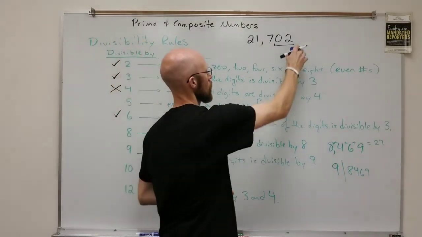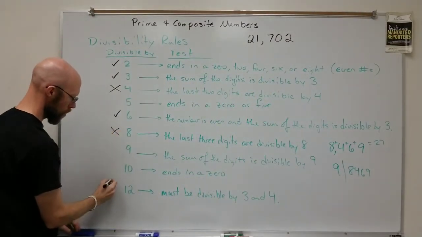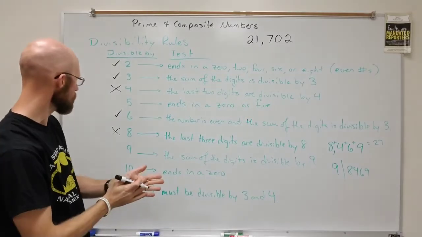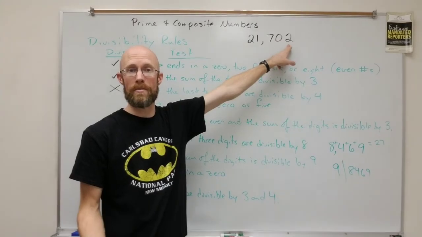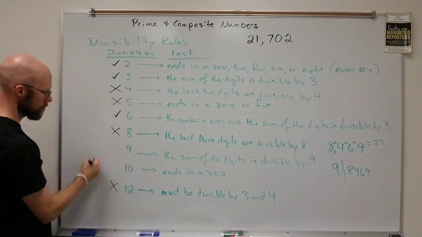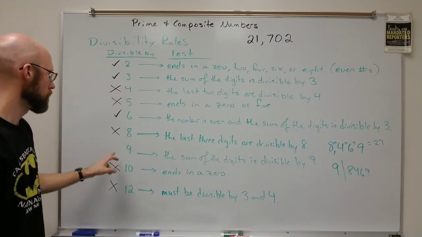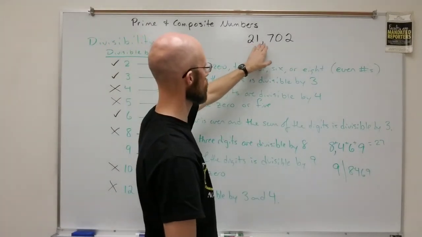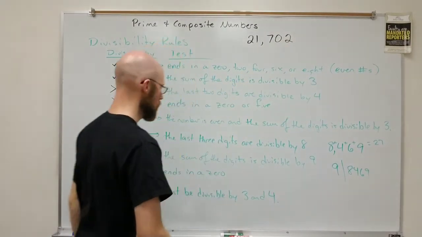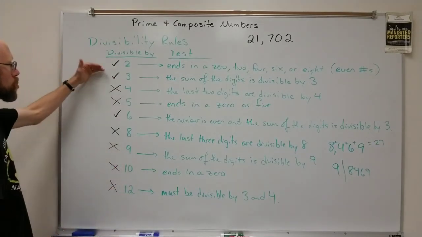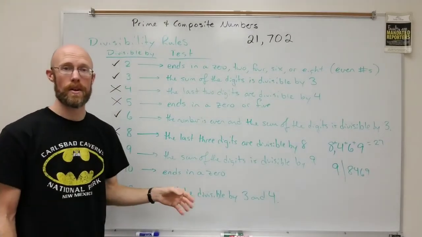If 4 doesn't work, then I immediately know that 8 and 12 won't work, okay? Let's try the number 5. Does 5 work? Well, it ends in a 2, not a 5 or 0, so no. Which means 10 also won't work. 9 is the last one to check. Now when we added this up, we came up with a 12, right? With the digits, that's not divisible by 9. So 9 does not work. So it is divisible by 2 and 3 and 6, but none of the other ones on this list.